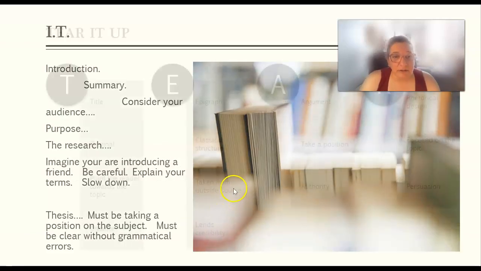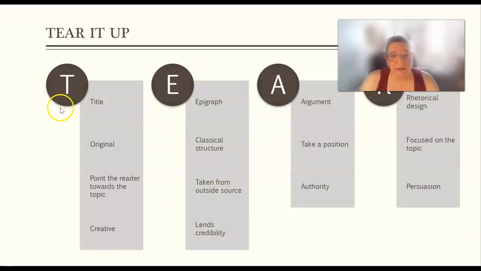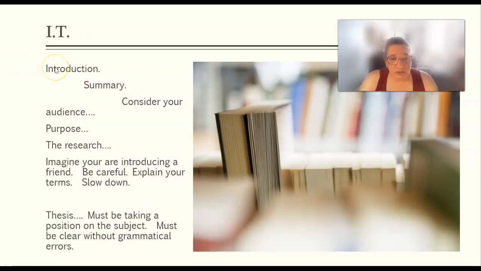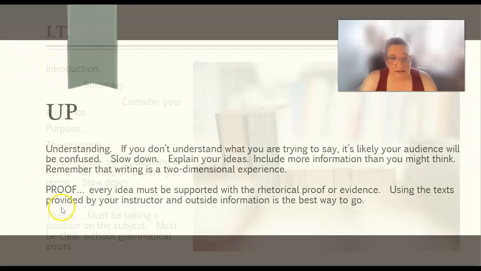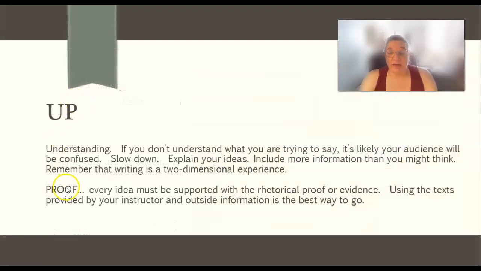So we're going to tear it up, right? So you have the title, the epigraph, the argument, the rhetorical design. You have an introduction. You have a thesis, right? Your paper is clear, simply stated, and has proof. And then, I'm not even grading for the proof thing, but try to use the MLA. See if you can set up the paper according to the MLA. I will not take off any points. I will just mention that it's not there.